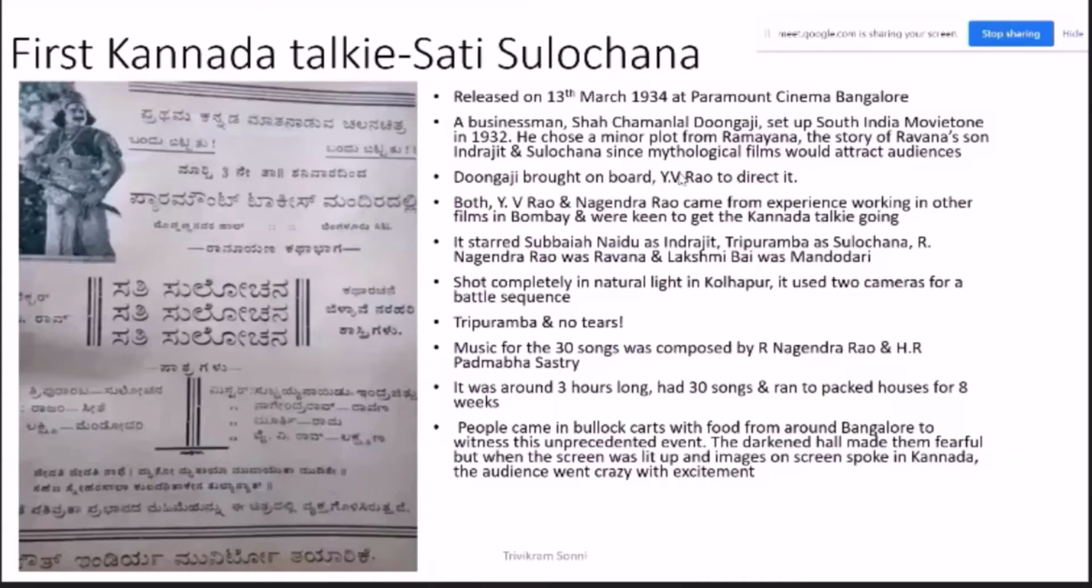It had 30 songs composed by Nagendra Rao and another person called H.R. Padmanabha Shastri. Around 3 hours long, 30 songs, it ran for packed houses for 8 weeks. People from around Bangalore would come with their bullock carts with snacks and lunch and things like that. So it was like a day's outing for them. When the lights got switched off, they would get fearful of what is going on. And then when the screen lit up and images on screen spoke in Kannada, the audience went literally crazy with excitement. So on the left hand side, you can see the poster.